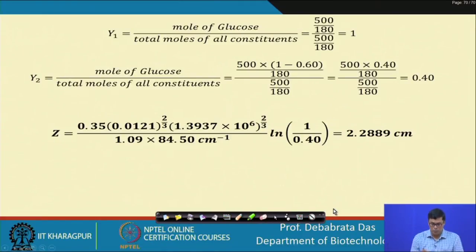So we can solve and find this ratio. Then if we put all these values in this equation, we come across this height. The height comes to 2.2889 centimeter. So this is how we can find the height of the column to get the desired 60% conversion of glucose to fructose.